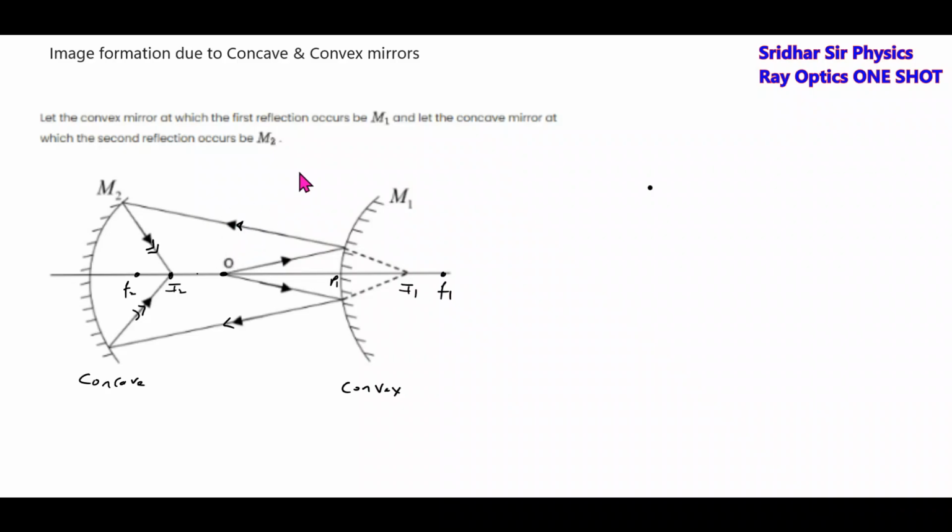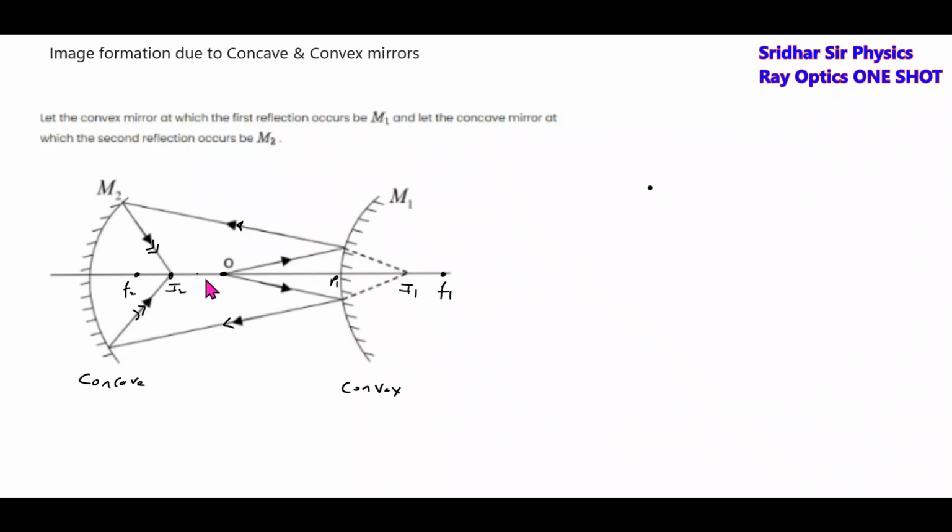Now if multiple concave and convex mirrors are present, how to trace out the image? The object is kept here. This will be the incident ray. After reflection, there's a convex mirror. If the object is kept on the left side of the mirror, the image will be formed between the pole and focus, so image I1. So from here the rays will go, get reflected, and the image will be formed here. So here we are discussing first the rays are incident on the convex mirror, then on the concave mirror.